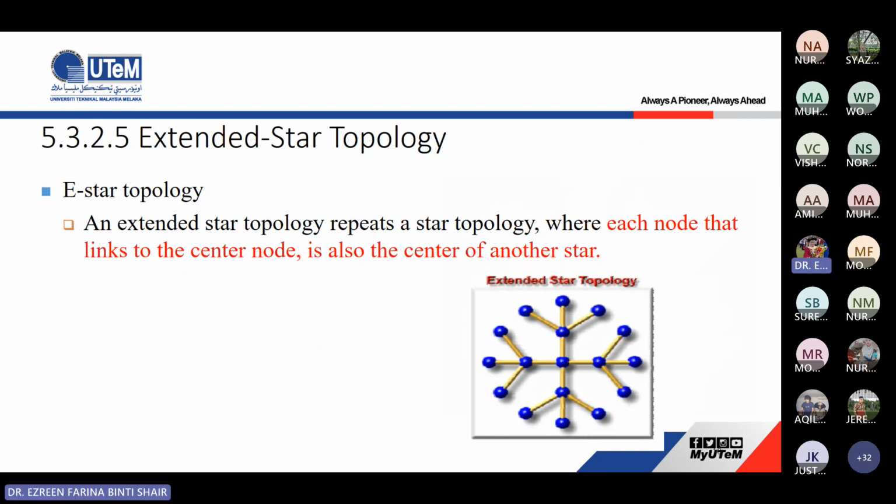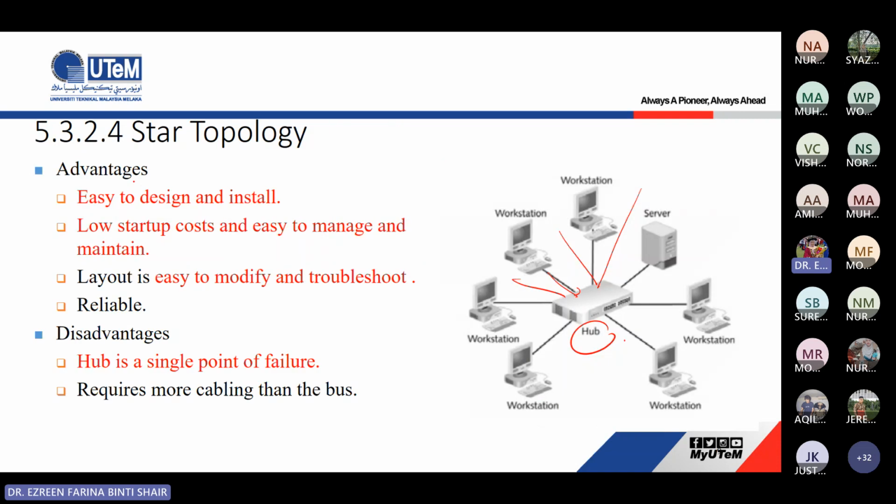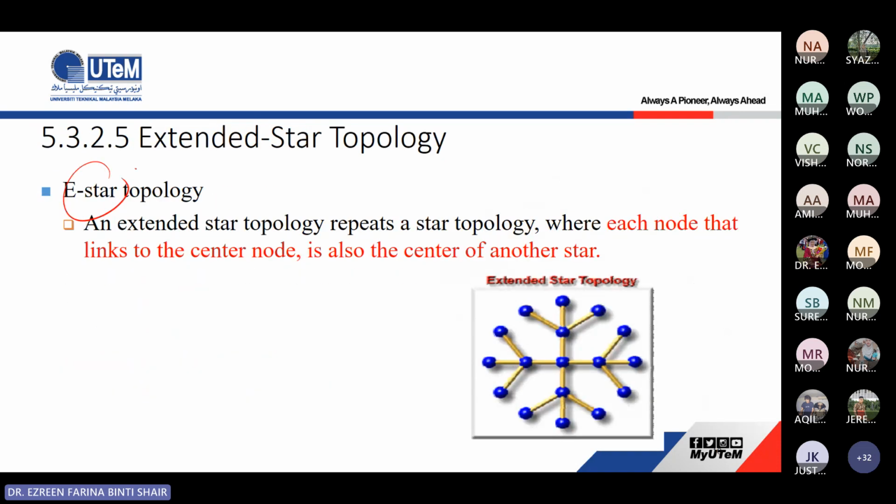The next one is the extended star topology, or E-star topology. Extended star topology is similar to the star topology, but it is an extended version. Over here it is stated that the extended star topology repeats the star topology, where each node that links to the center node is also the center of another star. For the star topology, you only have this part.